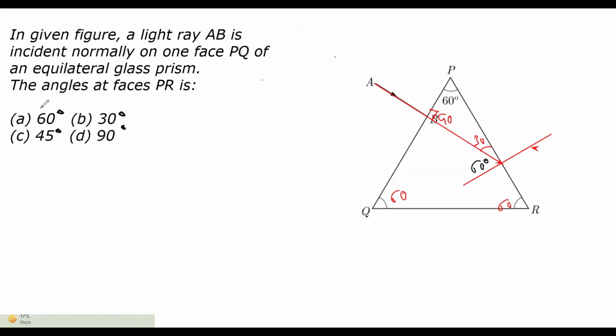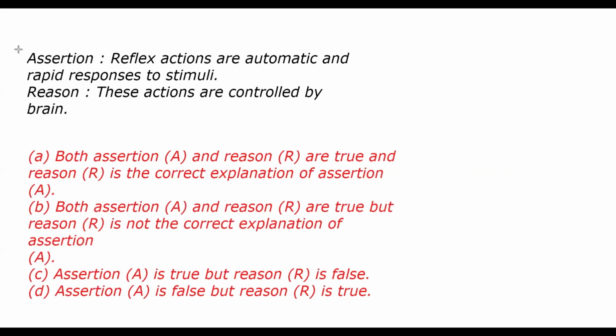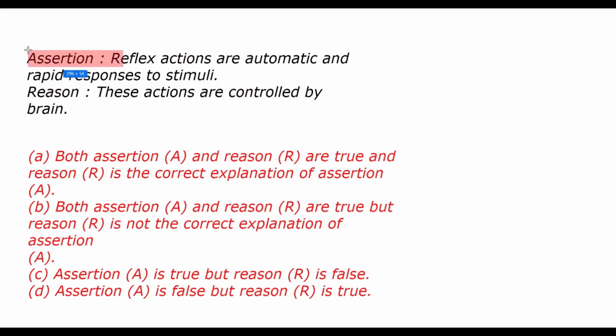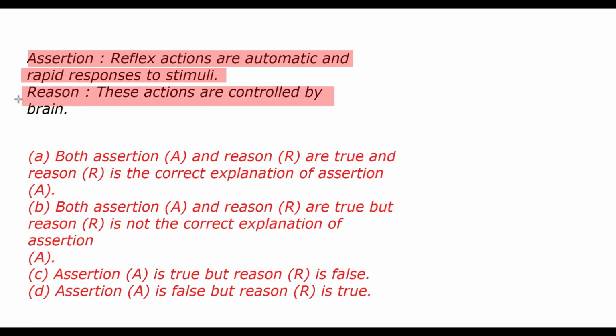Right. So we'll say that A is the correct answer in this case. In this assertion reason based question, the assertion says that reflex action is automatic and rapid response to the stimulus. That's very true. We know that it takes place, it's involuntary and it takes place automatically. And the reason says that these actions are controlled by brain.